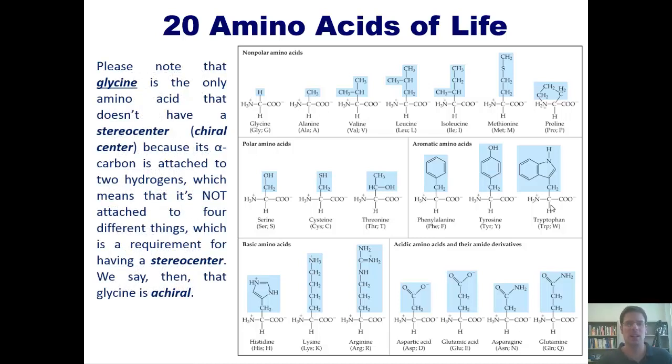Now, please note that glycine, which is this amino acid right here, is the only amino acid that does not possess a stereocenter. The reason is because its R group is actually a hydrogen. So that means that the alpha carbon in the center, this one right here, is attached to two hydrogens. Because it's attached to two hydrogens, that alpha carbon is not attached to four different things, and is therefore not a stereocenter. We say then that glycine is achiral, and it is the only achiral or non-stereocenter possessing amino acid of all of the 20 amino acids of life.